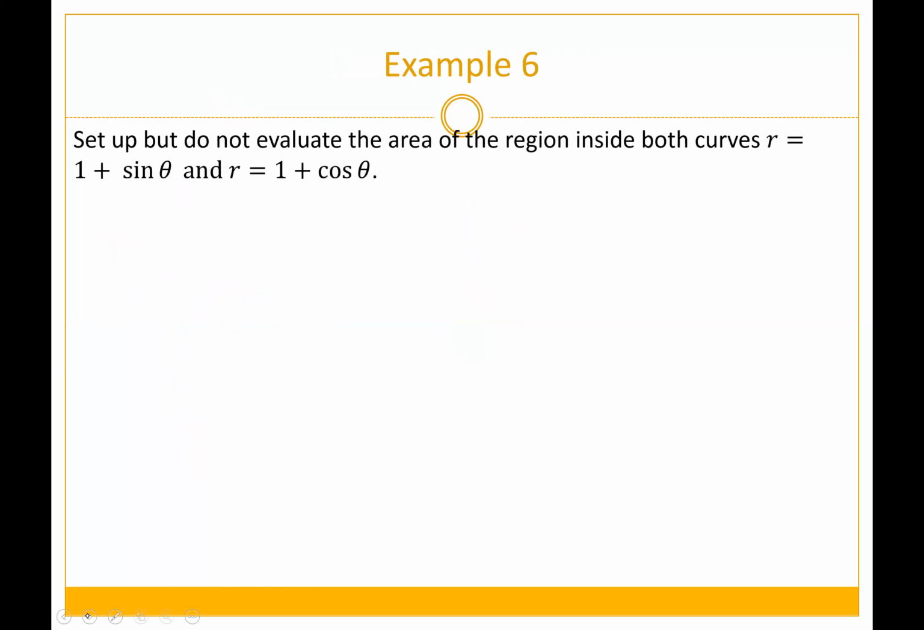Last example: set up but do not evaluate the area of a region inside both curves. Now this is where it's going to be a little different, and it doesn't touch on the sine 3 theta graph that we've been using since the beginning of today. So we're going to graph 1 plus cosine theta and 1 plus sine theta. I think it's not hard because I've seen that in your lecture notes. You should be able to figure it out pretty quickly, but we're still going to graph it.